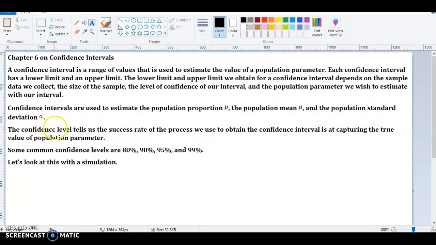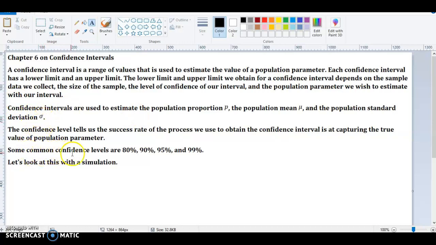The confidence level tells us the success rate of the process we use to obtain the confidence interval at capturing the true value of the population parameter. So in essence, we are using an interval of values to come up with a likely estimate for the value of an unknown population parameter, right? Whether the parameter is the proportion P, the population mean mu, or the population standard deviation sigma.